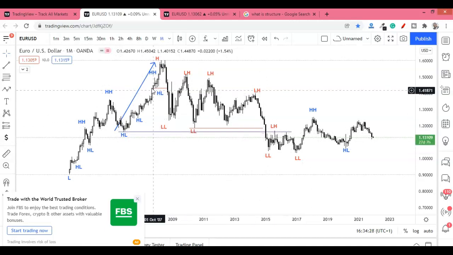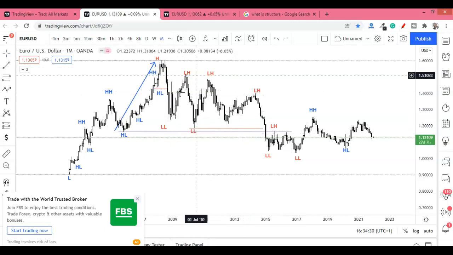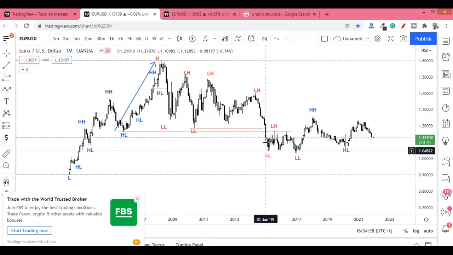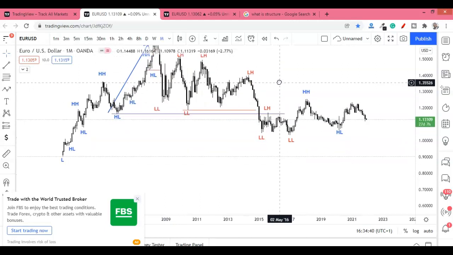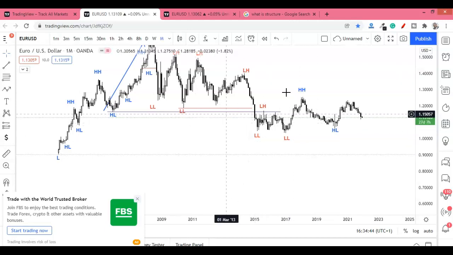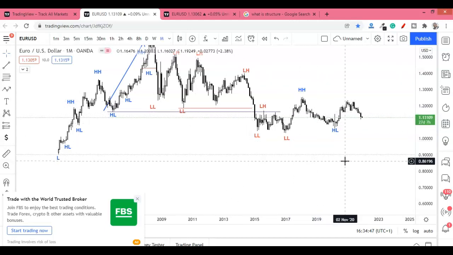Okay, all these are minor break, internal break of structures. All these are minor break of structure until this impulse leg is taken. When this impulse leg is taken, then I can now switch my bias at a higher probability that the market will be going down.